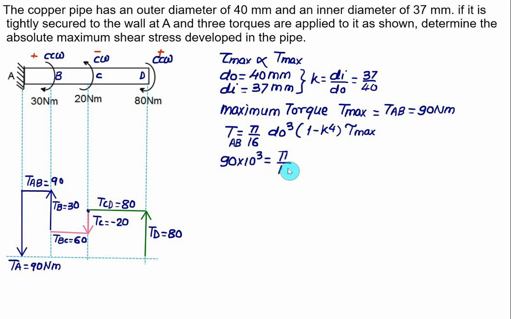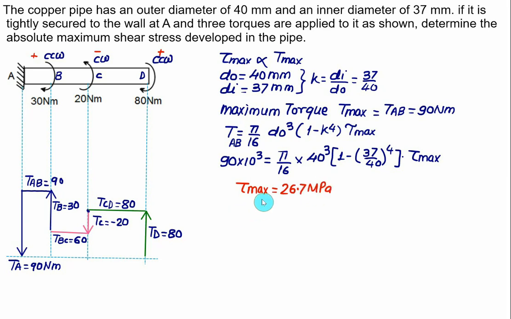to pi by 16 dO cube, which is 40 cube. So we have 40 cube into 1 minus k to the power 4, where k is di by do, 37 divided by 40, multiplied by the maximum shear stress. So the only unknown in this equation is the maximum shear stress tau max. So tau max will be equal to 26.7 megapascal. This one is the maximum shear stress.